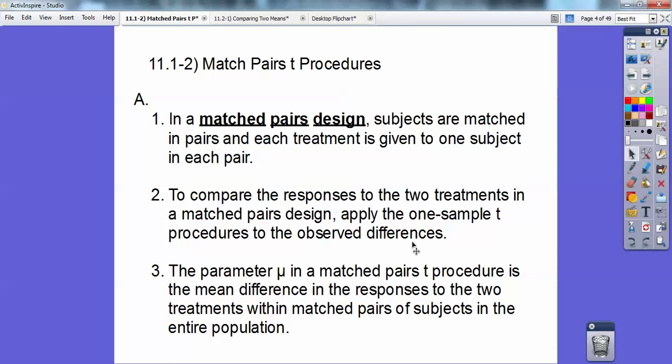If we weren't doing the differences, it would be a two-sample t procedure, but we're going to subtract them, so we're just going to be dealing with one number. The parameter, which is the population mean in a matched pairs t procedure, is the mean difference in the response to the two treatments within the matched pairs of subjects in that entire population.